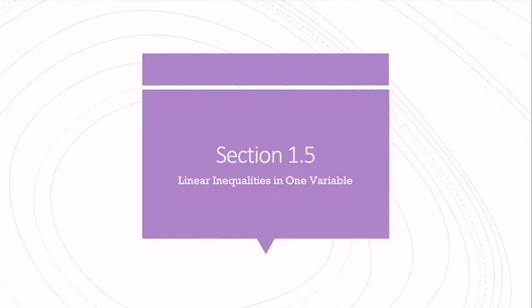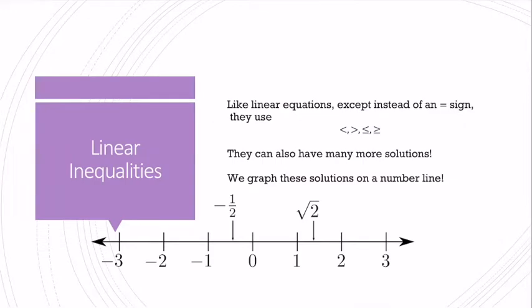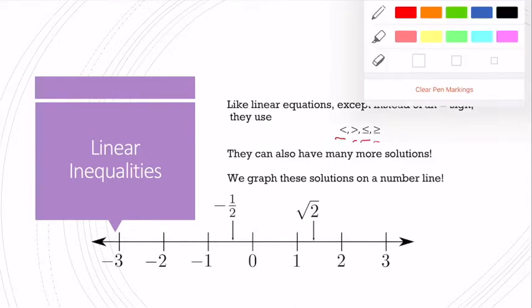So section 1.5 covers linear inequalities in one variable. They're like linear equations, except instead of an equal sign, they use a less than, greater than, less than or equal to, or greater than or equal to symbol. And they also can have many more solutions.